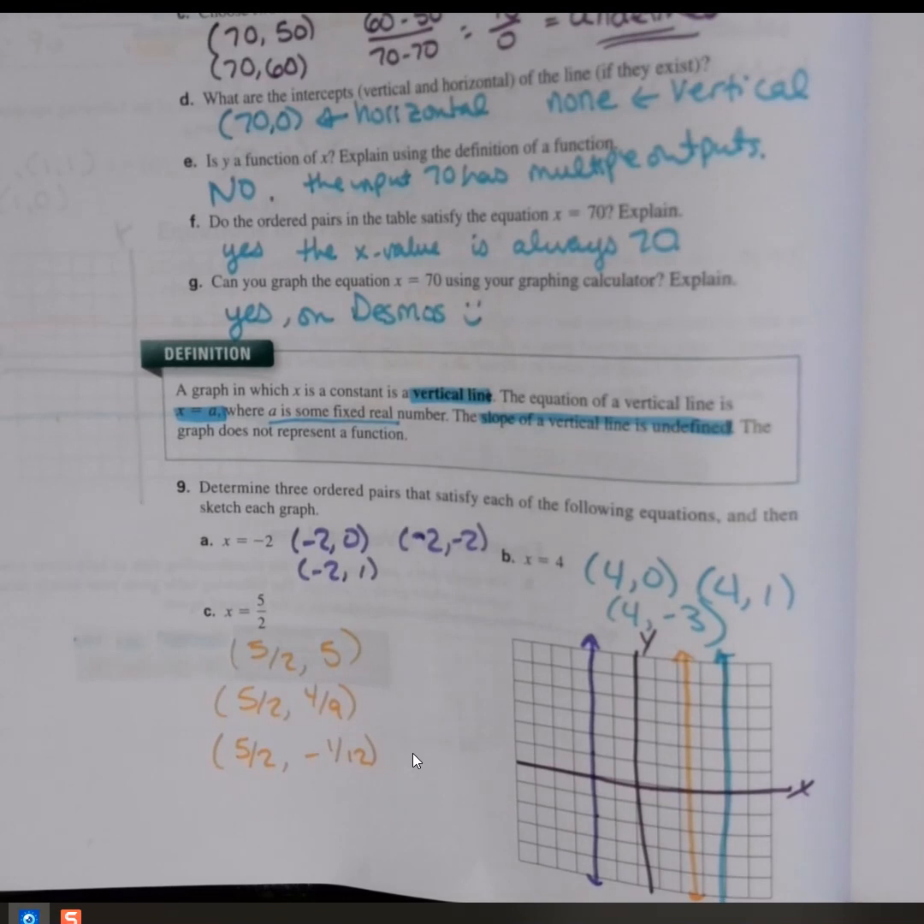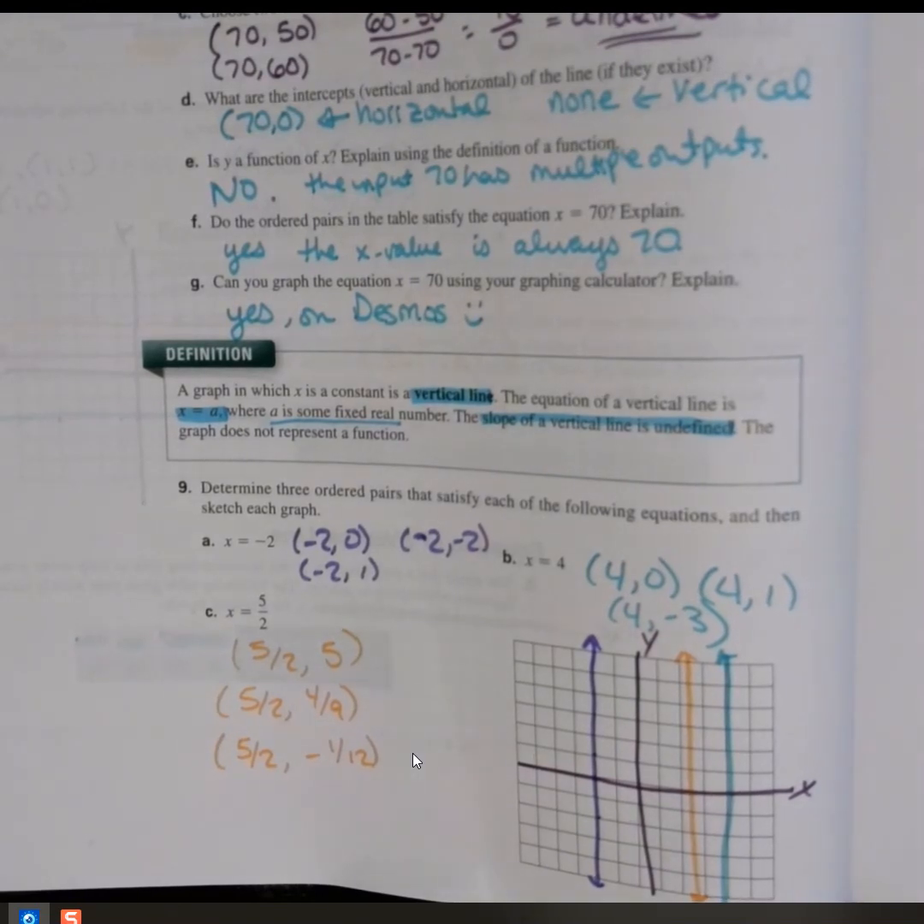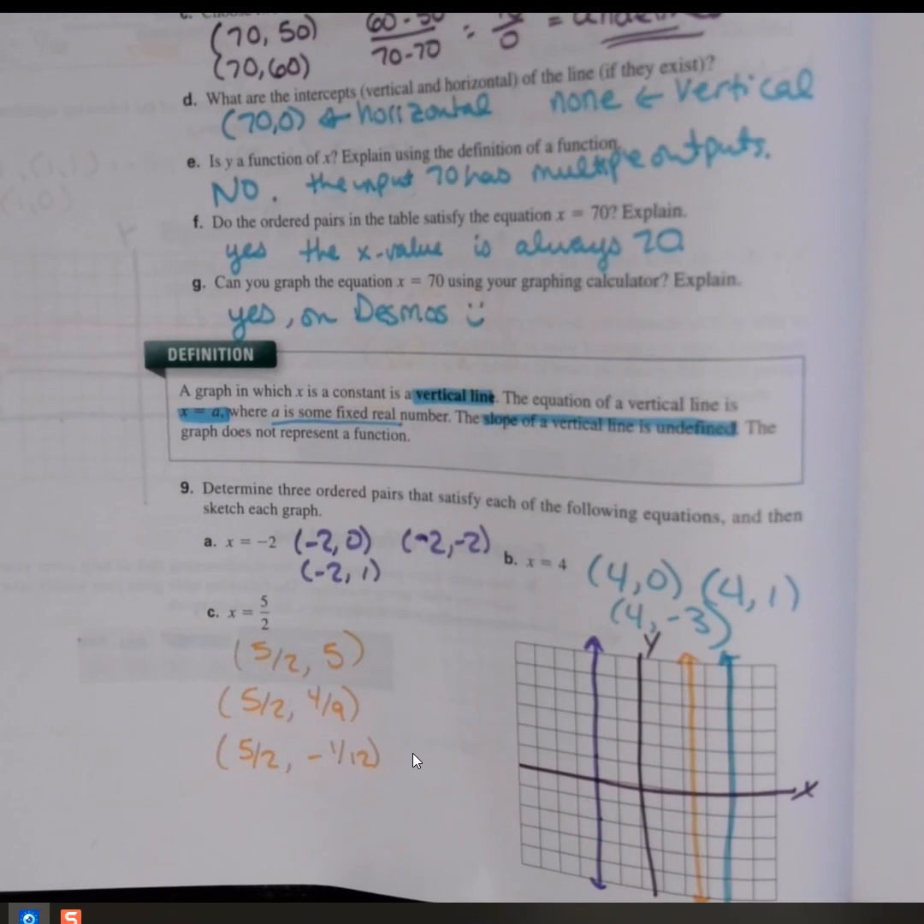Because their x coordinate is 5 halves, the y coordinate could be absolutely any and every number that you would choose to put in there.